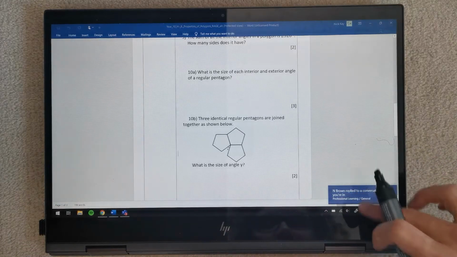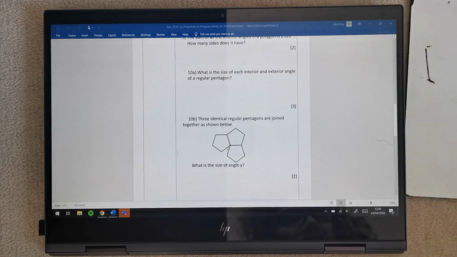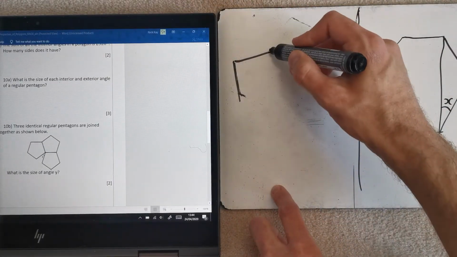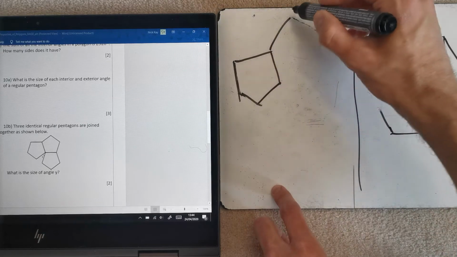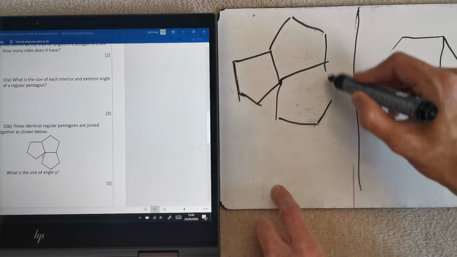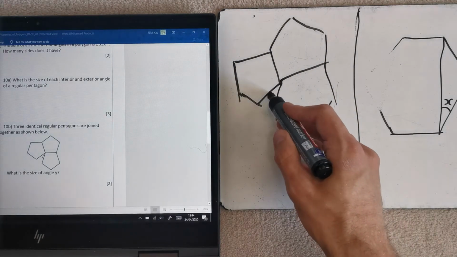Okay, so final couple of questions. Now, I've accidentally rubbed this off, so I have to quickly redraw it for you. And you've got that one there. That's a terrible drawing of it, but there you go. And you've got to try and find this angle here.